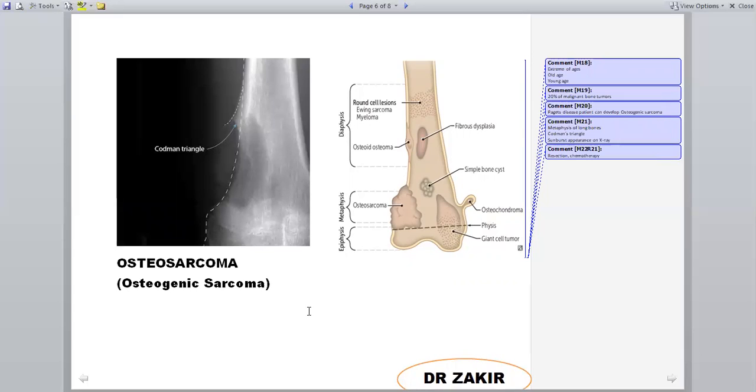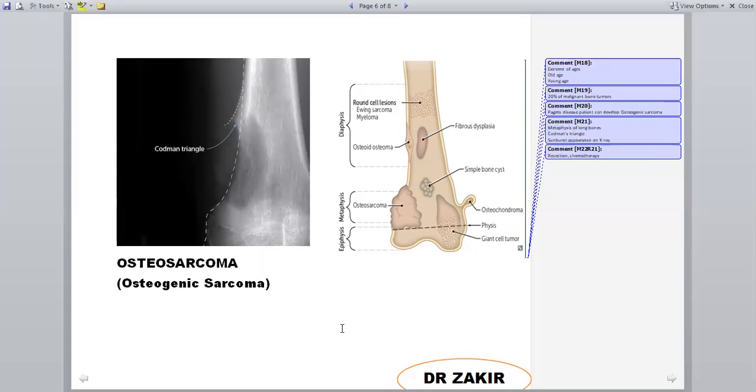Our next topic is osteosarcoma. This is a malignant bony tumor, a primary malignant bony tumor involving the metaphyseal area. The characteristic of osteosarcoma is that it presents in extremes of age, meaning in the young, less than 20 years, and in the old, more than 60 years. So it is bimodal, found in both. It is 20% of malignant bony tumors.